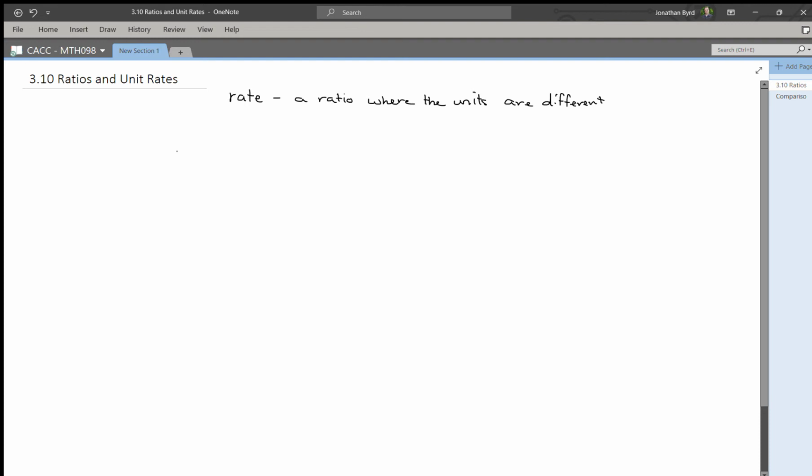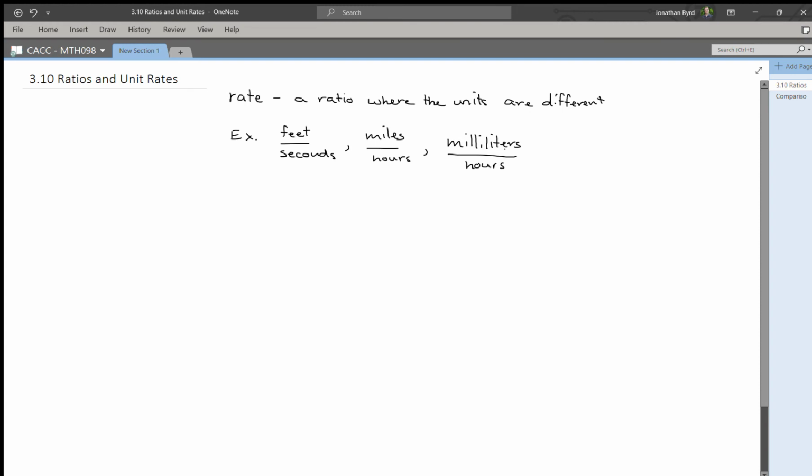So before we were just really talking about numbers. We didn't assign units, but there are situations where we might be trying to compare things with two different units, like feet to seconds, or miles to hours, or milliliters to hours.